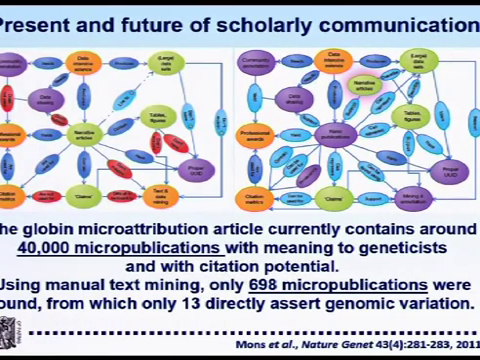He found that if you would just do text mining on that particular article, you just get 700 micropublications, from which only 13 would directly ascertain genomic variation. However, if you go back to the microattribution tables, you would be able to make 40,000 micropublications with meaning to geneticists and with a proper citation potential.